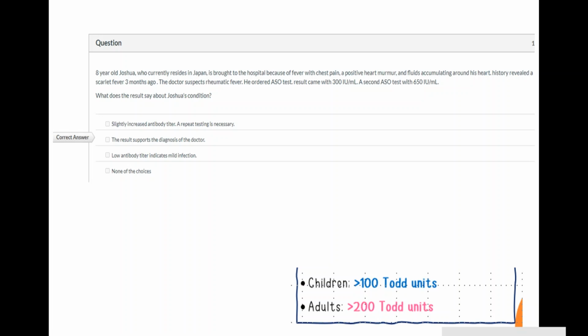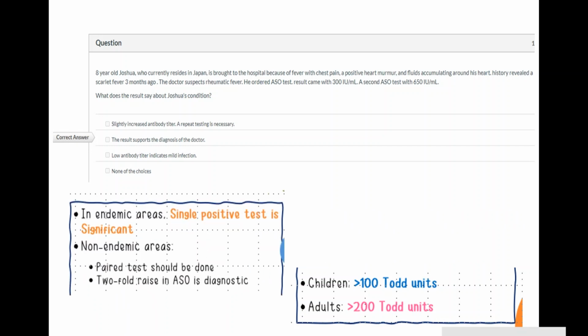But in this case, I've presented two ASO tests, one with 300 IU per ml, the first result, and the second with 650 IU per ml. Now, if you can observe, there is a twofold increase in the ASO titer of Joshua. I have mentioned in the lecture that a twofold increase in the ASO titer is diagnostic for streptococcal infection. Let me repeat that. If you can remember, a twofold increase in the ASO titer is diagnostic for streptococcal infection.